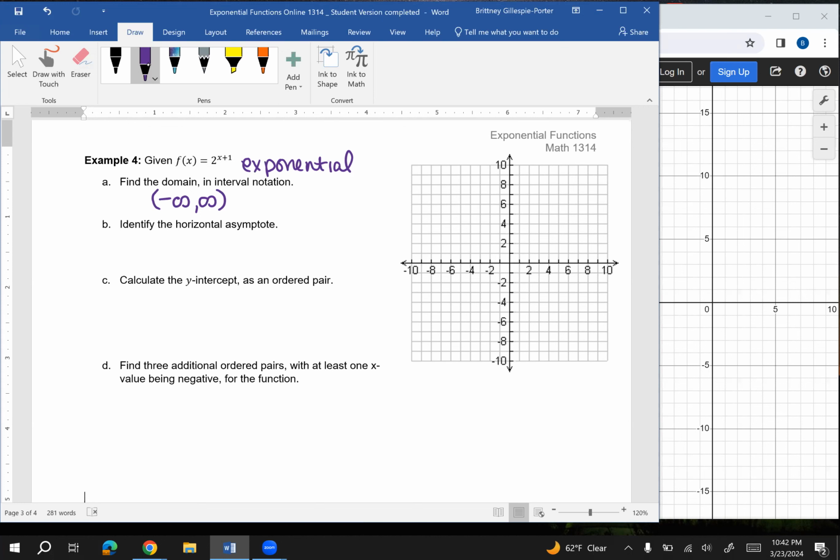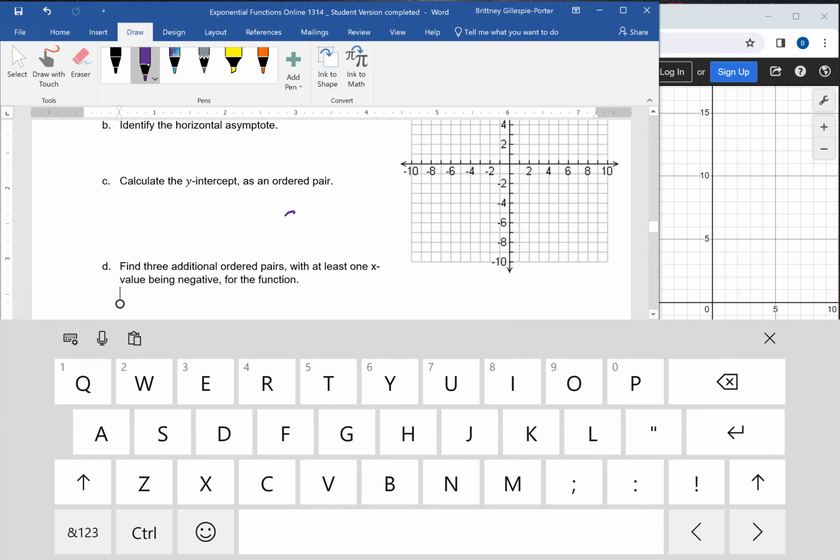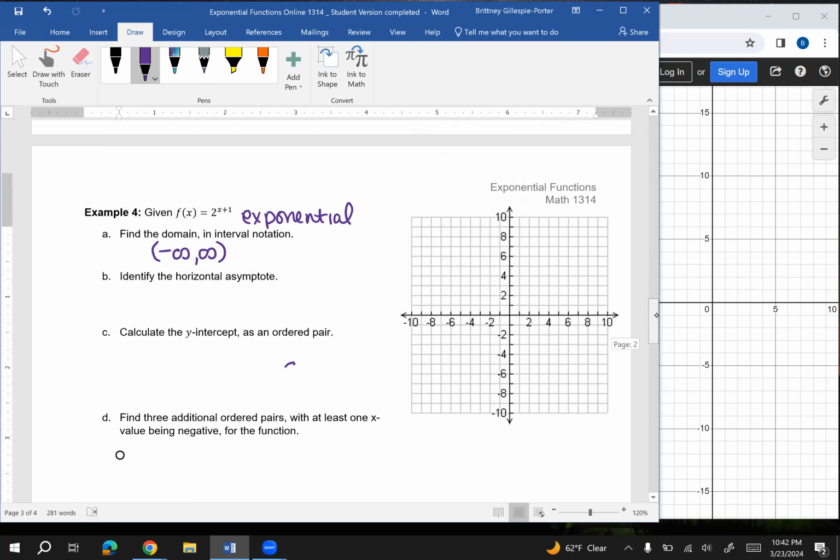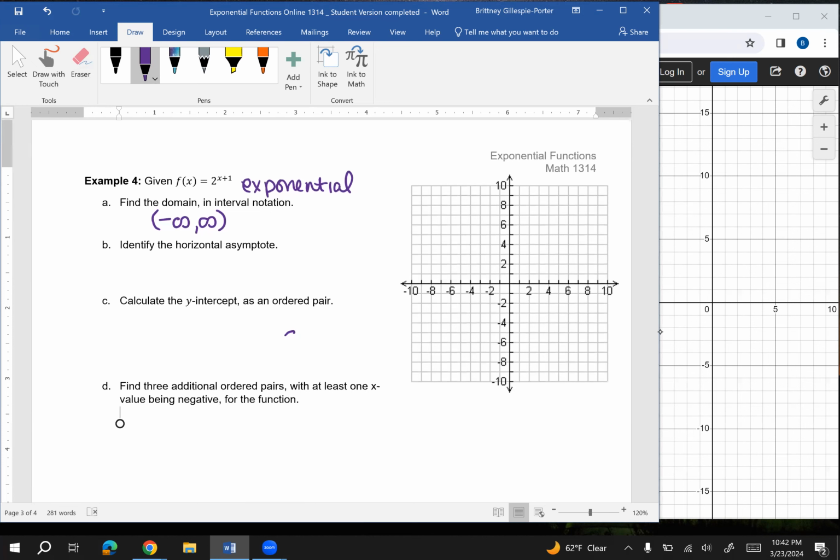With our horizontal asymptote, remember that comes from whatever we add or subtract after the exponential piece. So we have 2 to the x plus 1, but nothing is being added or subtracted outside of that base with the exponent, which means that we can put in a plus 0 and our horizontal asymptote will be y equal to 0.